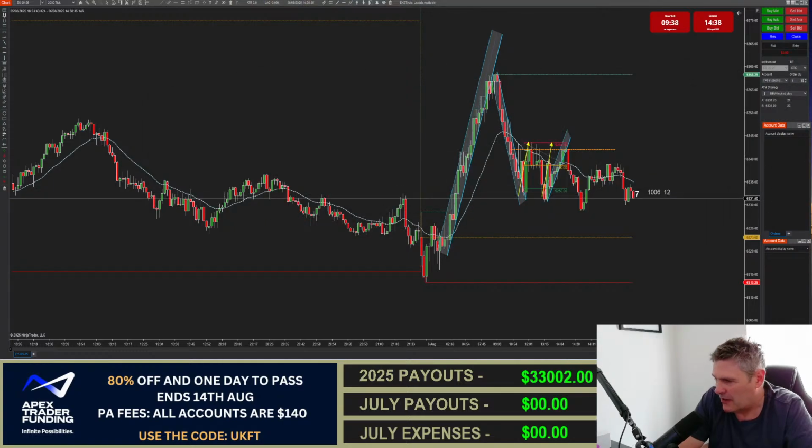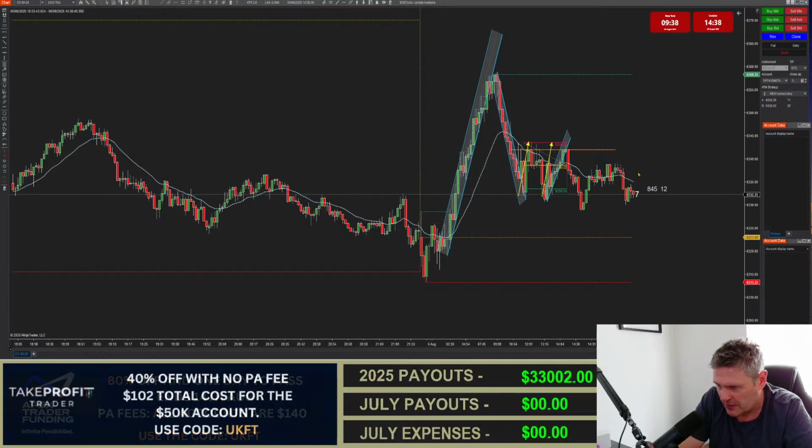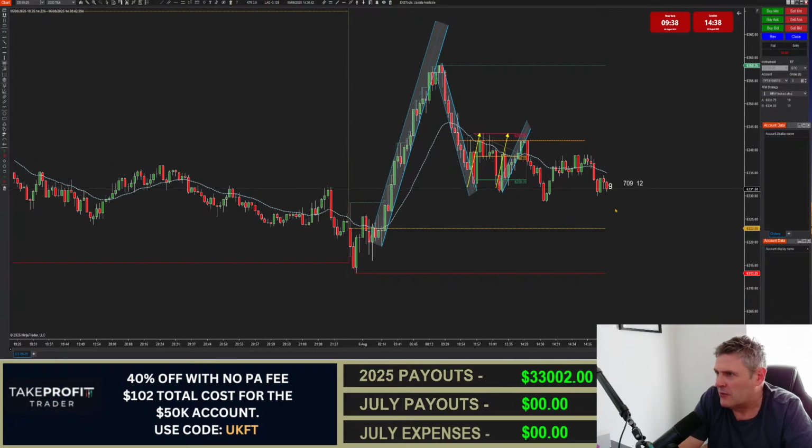But I kind of tempted a trade here. Channel down the break. I'm going to see if we get another shorty, which is a bit frustrating.